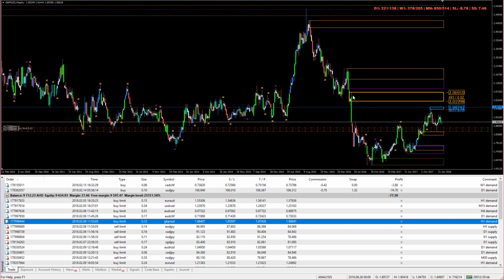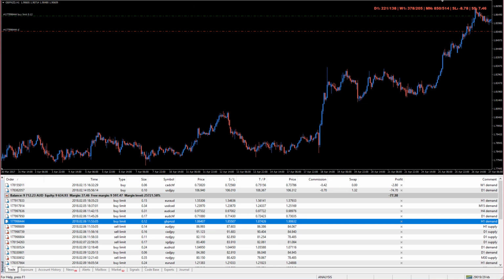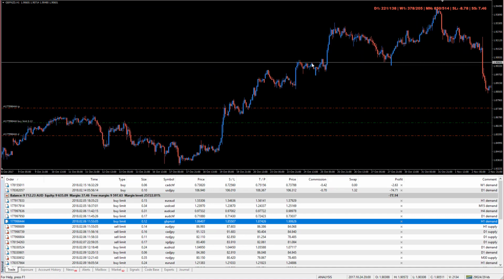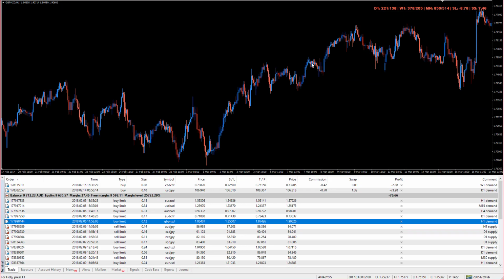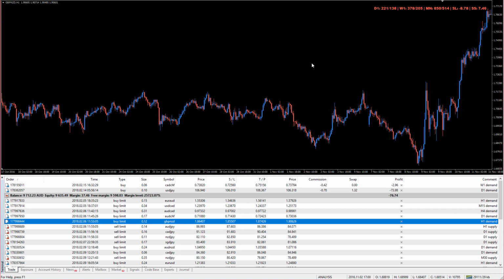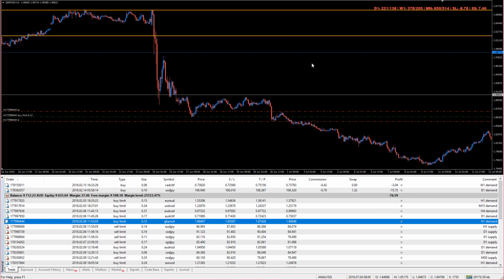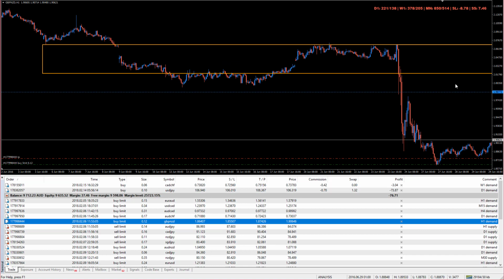We're probably going to go into the wick of this one. We'll go to the 1 hour. We'll run over there and look. Running very fast. Let's see if we have enough data. There. So here we have it.